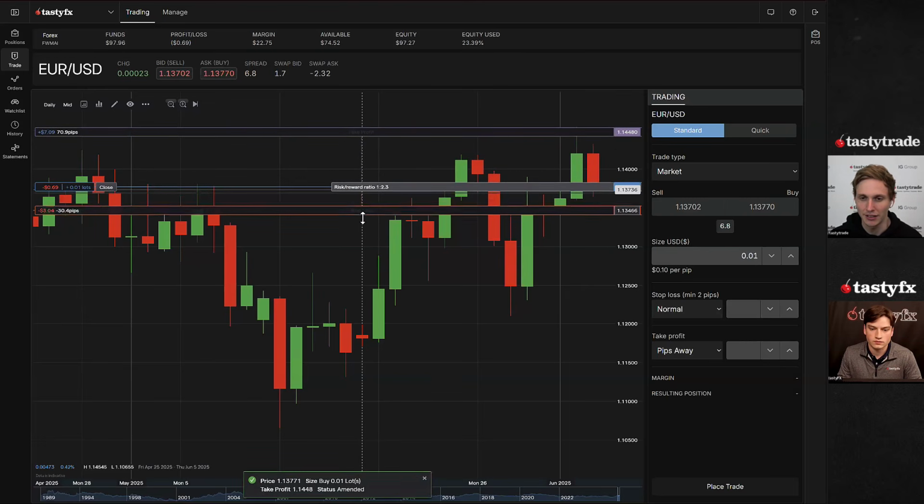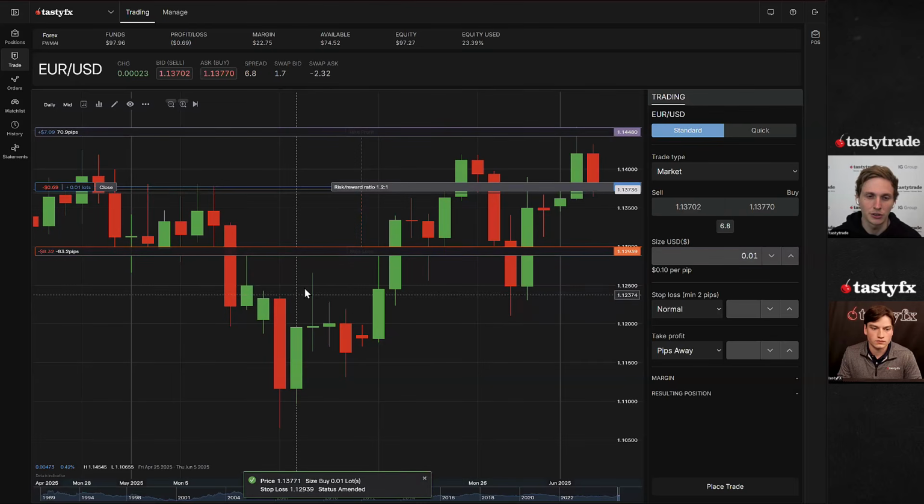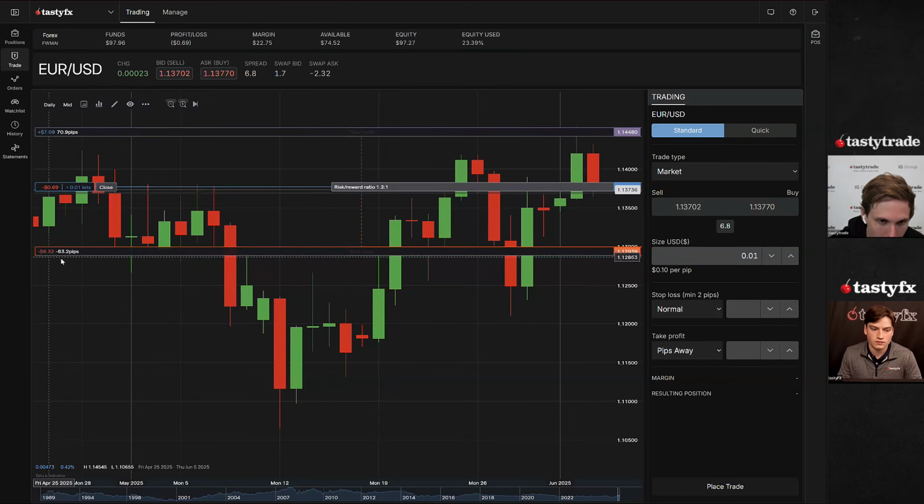In that case, I dragged it up to set a take profit up there at $14,480, and then you can set a stop loss as well below. You'll notice too, it shows that the take profit is at 70.9 pips above, and the stop loss is 83 pips below. And then at any time, you can go in there and edit those as well.